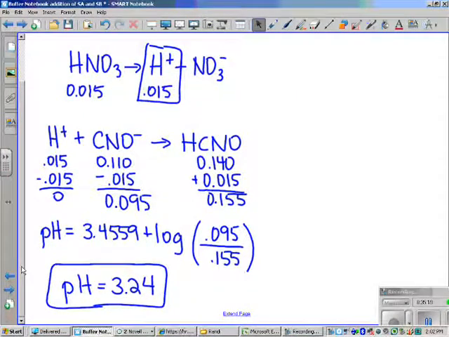So once you get to the ice table part, you know the H plus has to go away completely. So you're going to lose both H plus and CNO minus in that ratio, 1 to 1. You're going to gain, because of the 1 to 1 ratio, that same amount. That gives you your two concentrations now that go back into Henderson-Hasselbalch. These are our new adjusted concentrations. Once this buffer did what it was supposed to do, which was to get rid of the H plus, this is what your concentrations are now, 0.095 and 0.155.